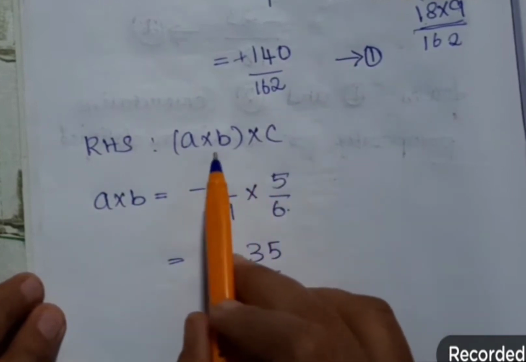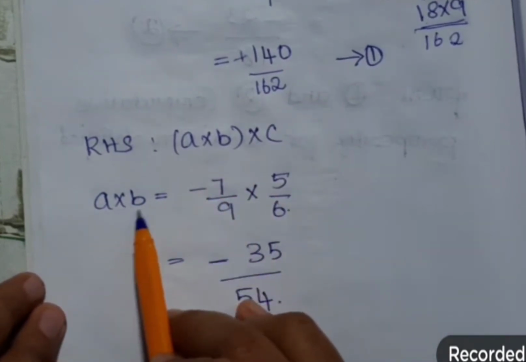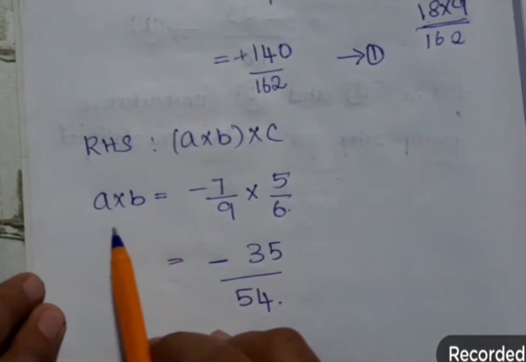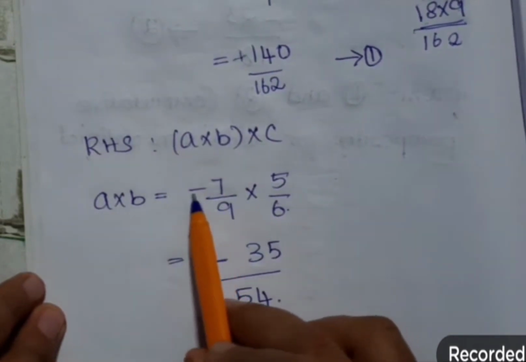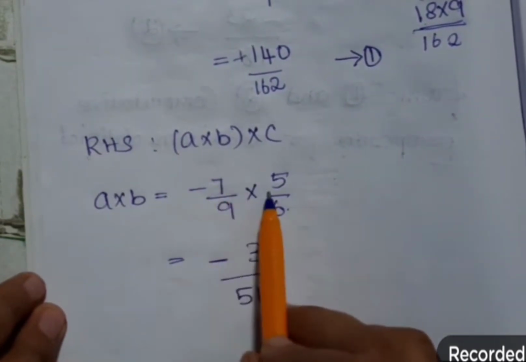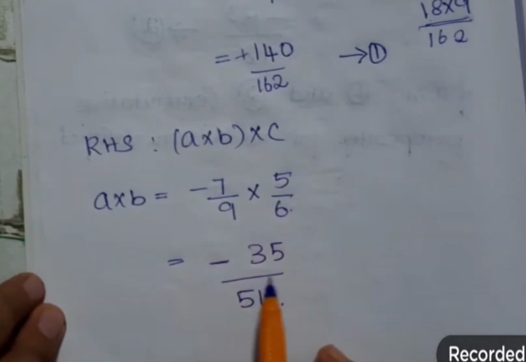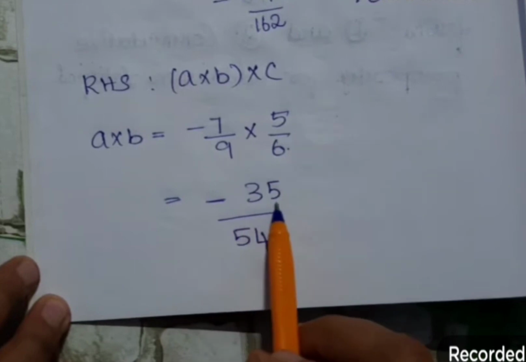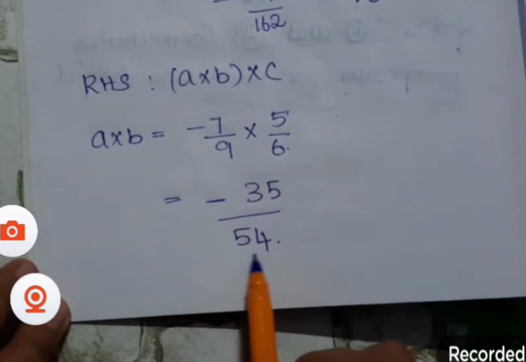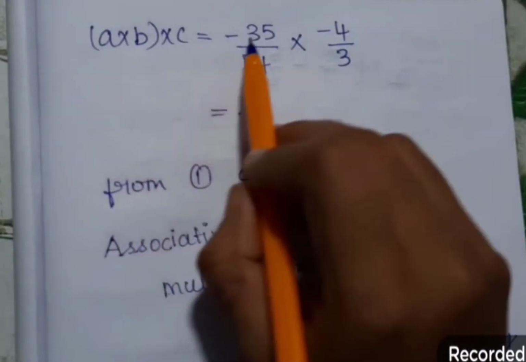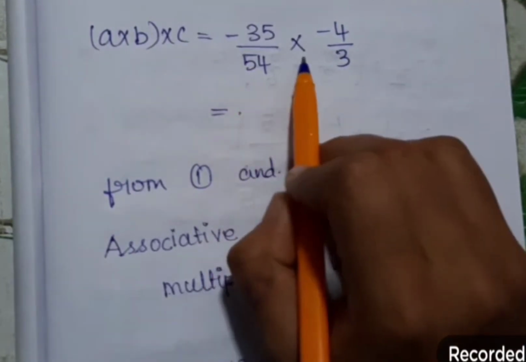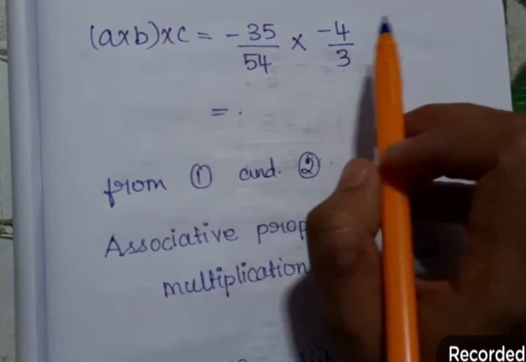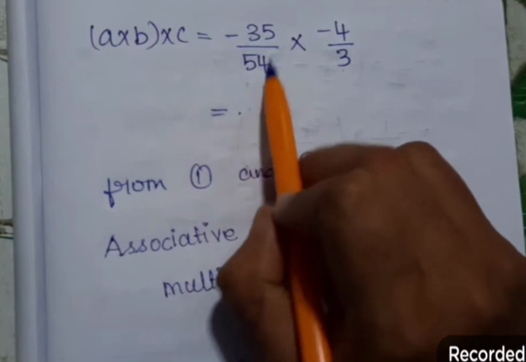And the RHS value is A into B into C. So first find the answer for A into B. So A value and B value, substitute. Multiply, and 7 9s are minus 63, divided by 9 into 6 is 54. So A into B into C, A into B value minus 35 by 54 into C value minus 4 by 3.